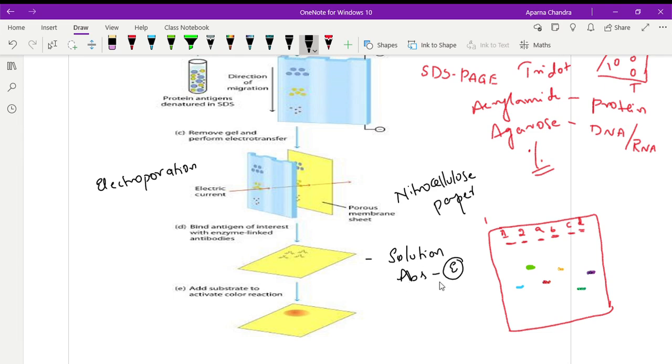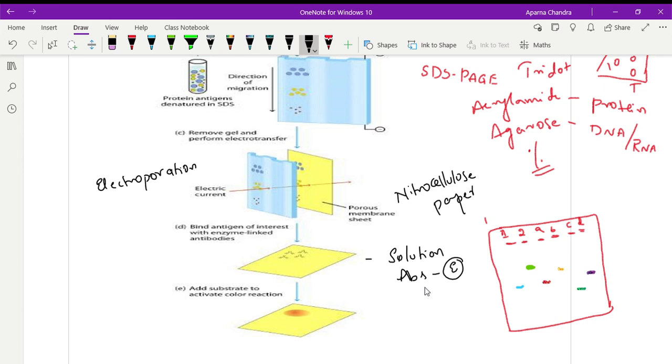Okay. Now, once it is incubated with the antibodies, these antibodies go and bind to the proteins wherever those specific locations are. If that antigen is there, the antibody will go and bind to it. If the antigen is not there, the antibody will not bind to it. That is a simple equation. If antigen is there, antibody will bind to it. If it is not there, it will not bind to it.